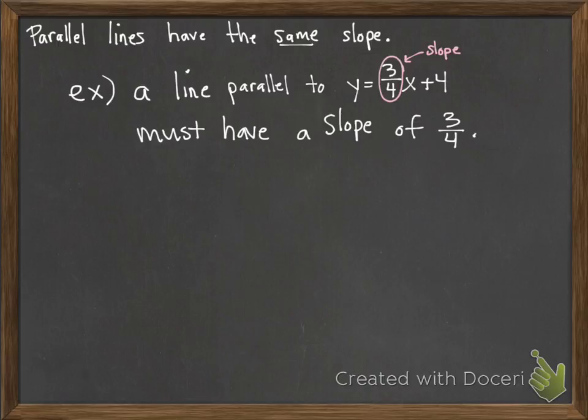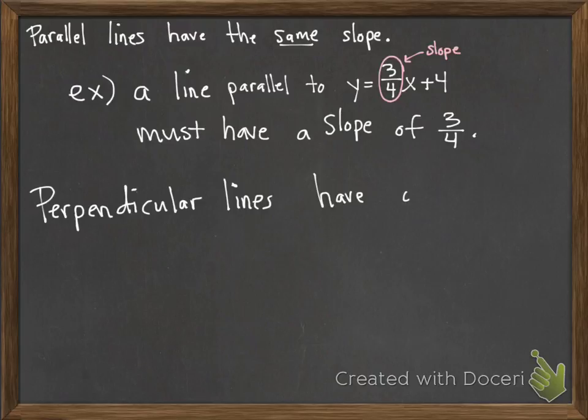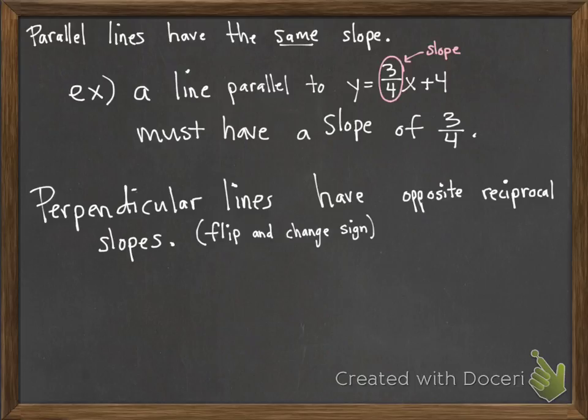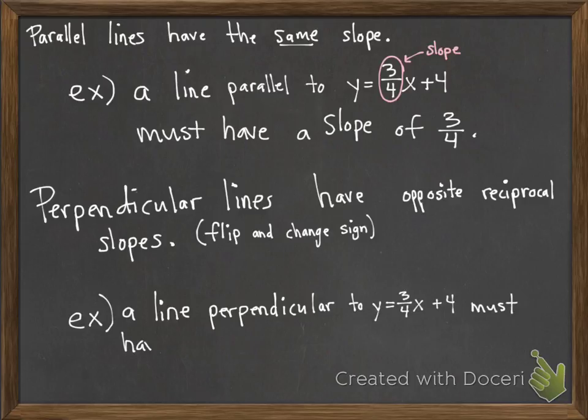Perpendicular lines are the opposite. Perpendicular lines have to have opposite reciprocal slopes, which means you would take the slope, you would flip it, and change the sign. So if we use that same equation, y equals 3/4 x plus 4, and we find a line perpendicular to it, it must have a slope of -4/3.